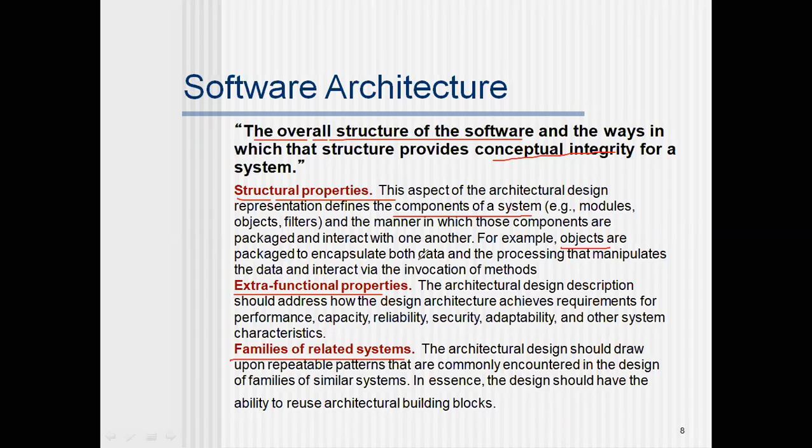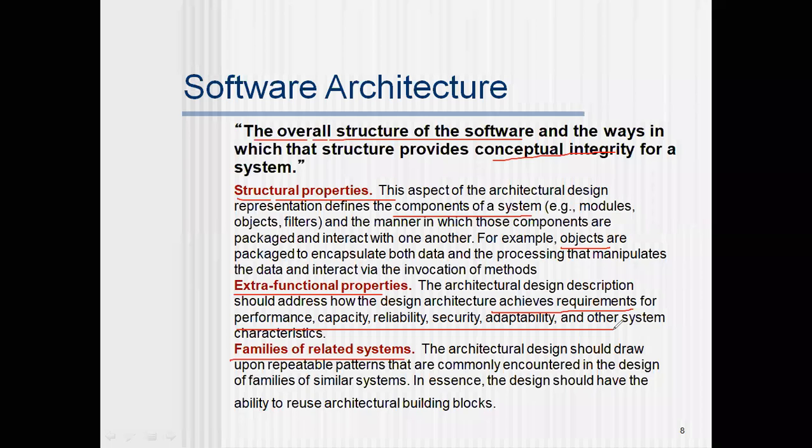So what are the structural properties? The structural properties talk about the modules or objects of a particular project. And extra functional properties means how the design architecture achieves the requirements for performance, capacity, reliability, security, adaptability, and other system characteristics.